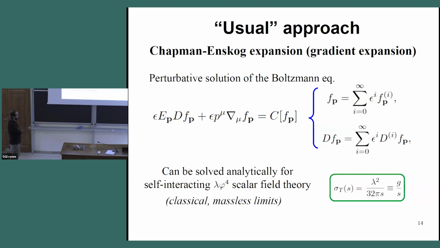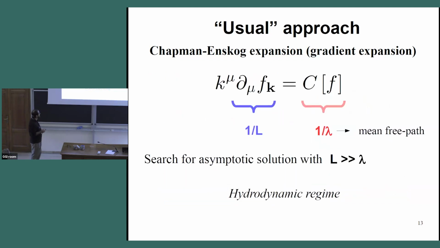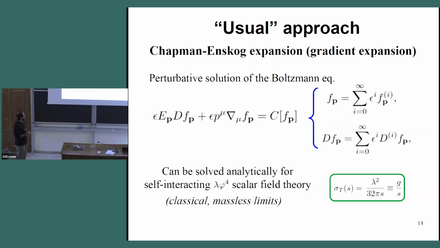And you look for some solution like this, right? Some powers of the small parameter epsilon, which here represents the Knudsen number, the ratio between these two scales, which is supposed to be very small. Formally, you also have to do an expansion of this time derivative of F, right? Now, this I'll discuss in this talk. Usually, I use a very simple example of an interaction, a lambda phi 4 self-interacting scalar field theory, in the classical massless limit.